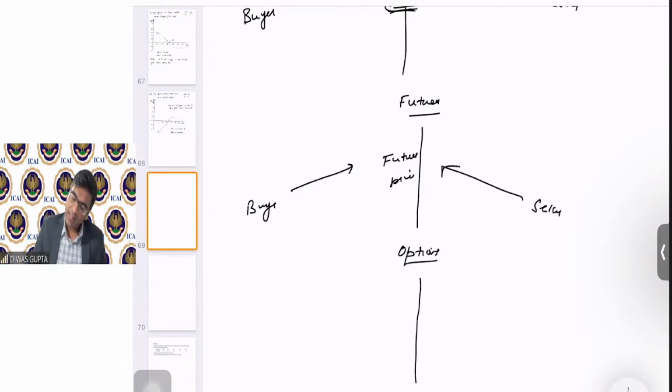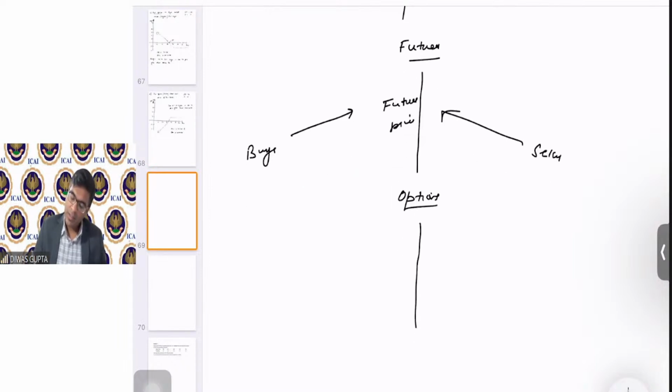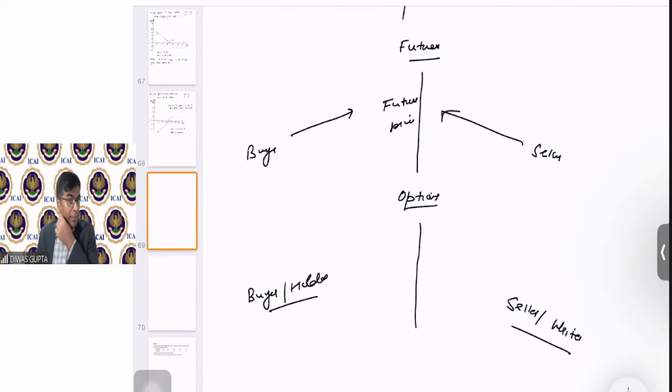In the options market, still there is a stock exchange. There is a buyer. There is a seller. Seller we call the writer. Buyer we call the holder. Correct? That's how we call them. However, the prices that are quoted on the stock exchange, can anyone guess what it will be? Students, can anyone guess what is the price of an option?